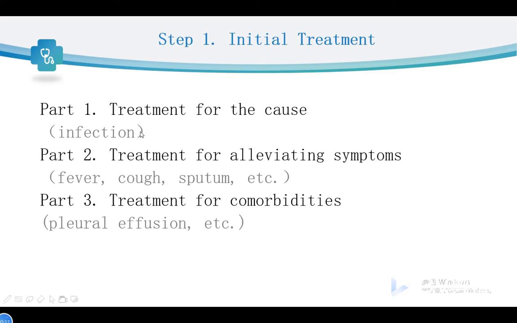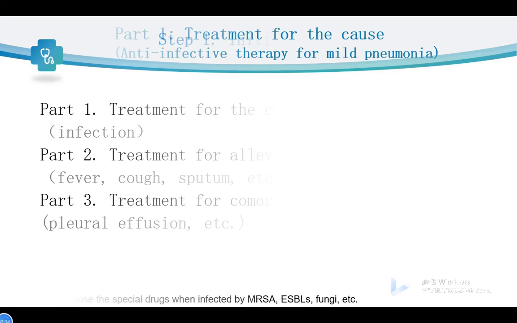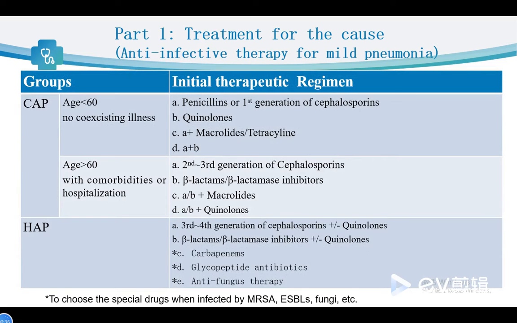Part 1. Treatment for the cause, that is, for the infection. Part 2. Treatment for the symptoms, including the fever, cough, sputum, and so on. Part 3. Treatment for the comorbidities, including the pleural effusion and so on. Let's look at part 1, treatment for the cause.